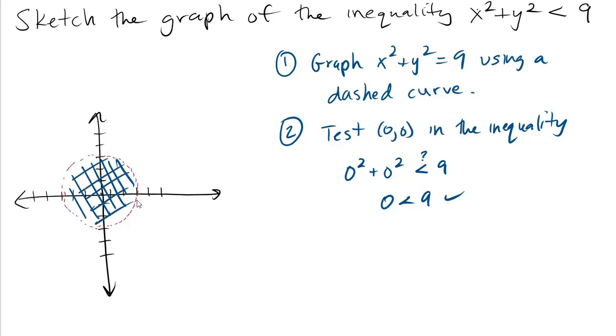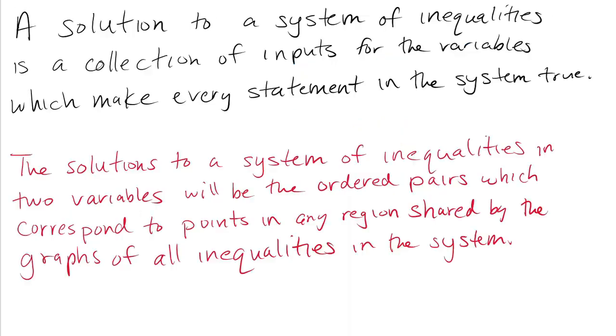Any point inside the circle makes the statement true. Any point on the circle or outside of the circle will make the statement false. I encourage you to test that with some other points, but I'm not going to do that in the video. We're going to move on to systems of inequalities.